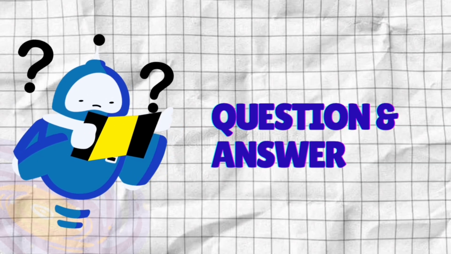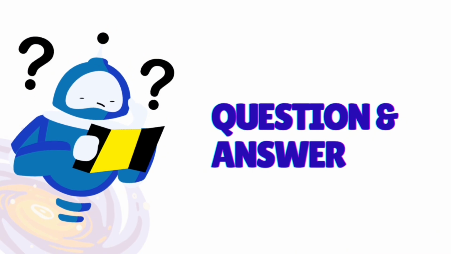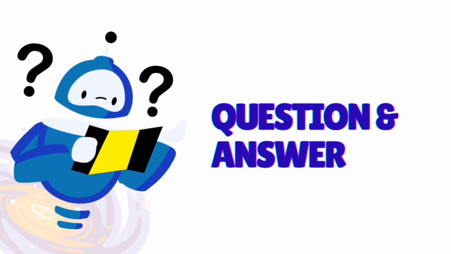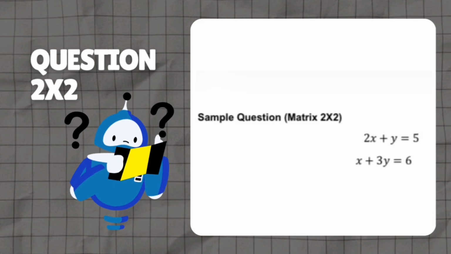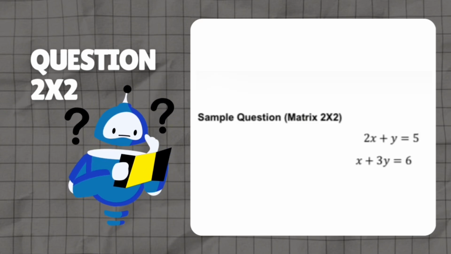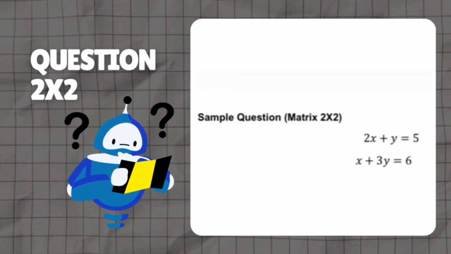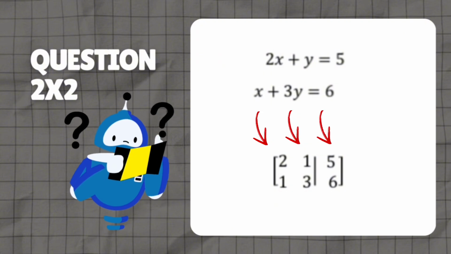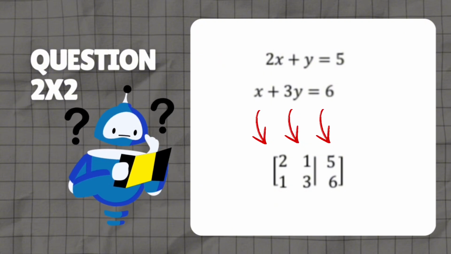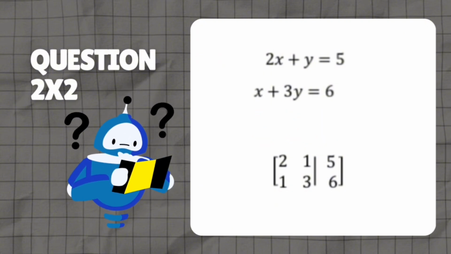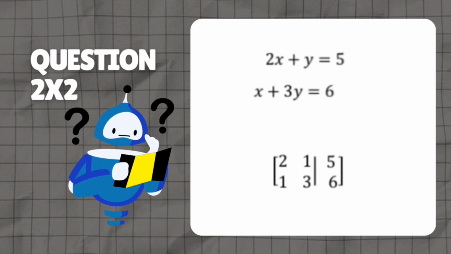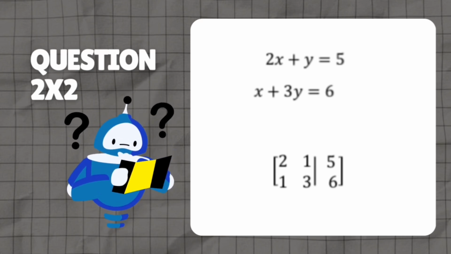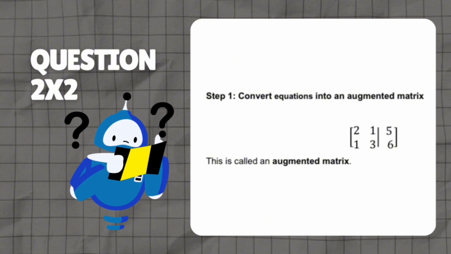First of all, we will solve a system of equations using Gaussian elimination for a 2 by 2 matrix. The first step is to convert the equations into an augmented matrix. First, we write the system of linear equations in matrix form. We place the coefficients of the variables into the matrix and the constants on the right side after the vertical line. This is called an augmented matrix.